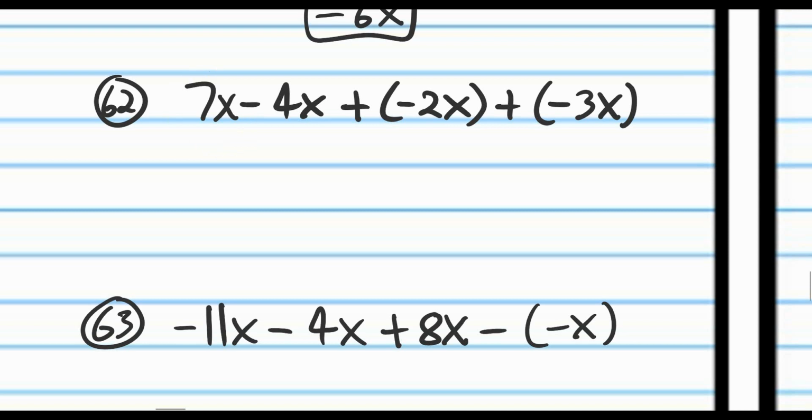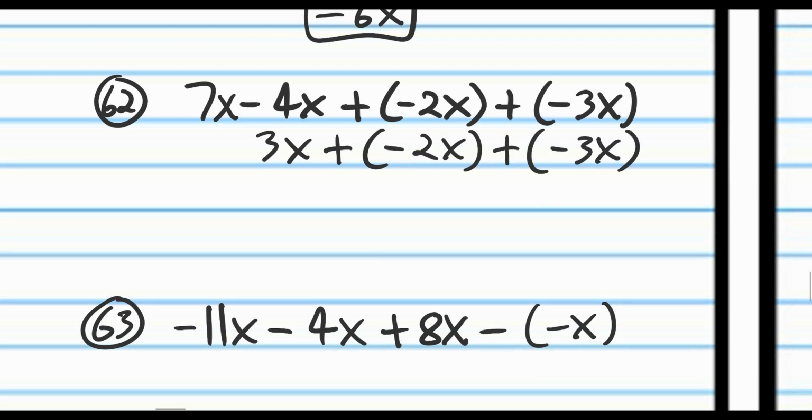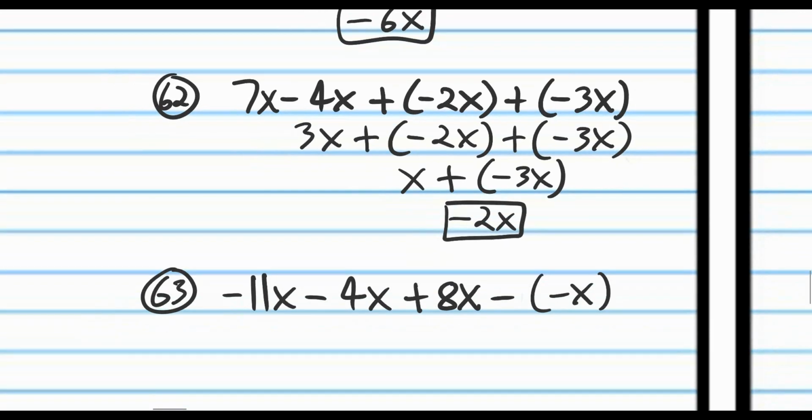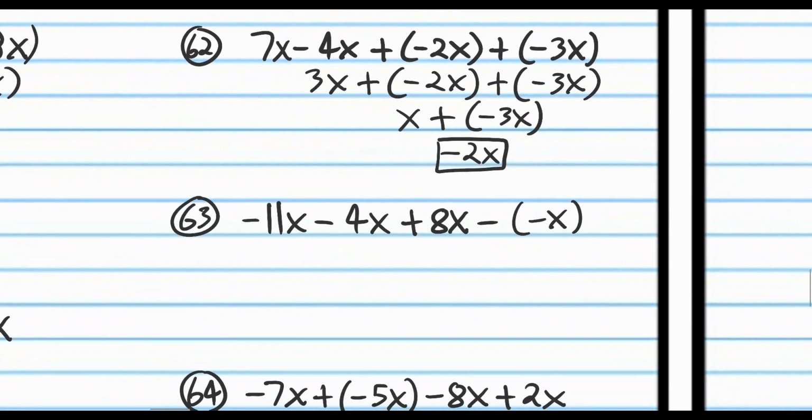All right, we're back. So 7x minus 4x is 3x. And 3x plus negative 2x is just x. And x plus negative 3x is negative 2x. So if you got negative 2x, good job.